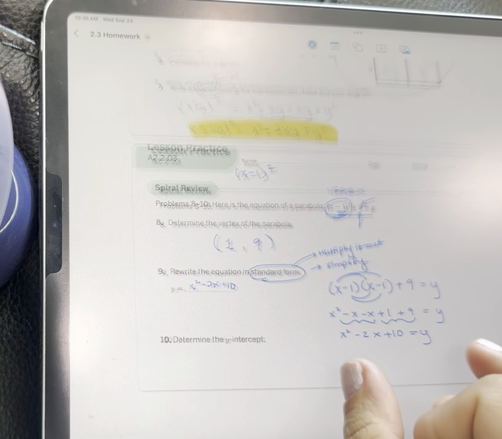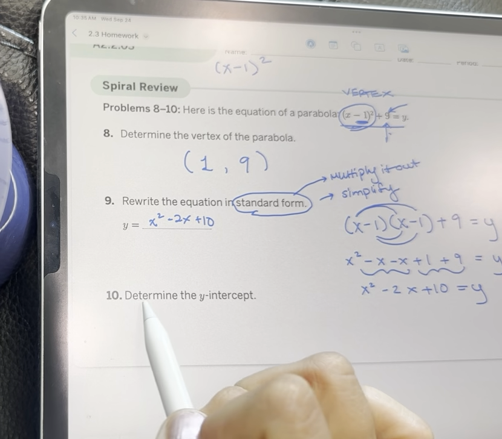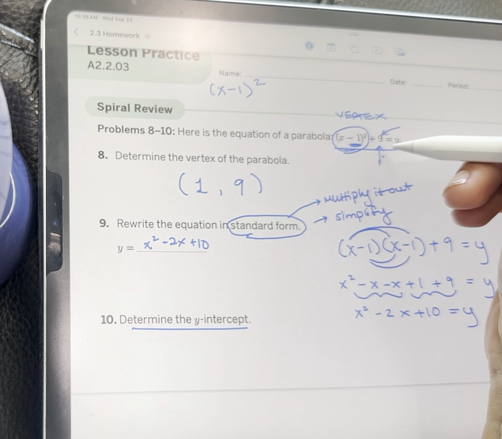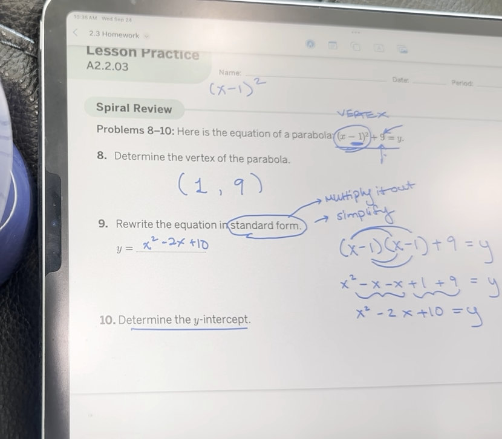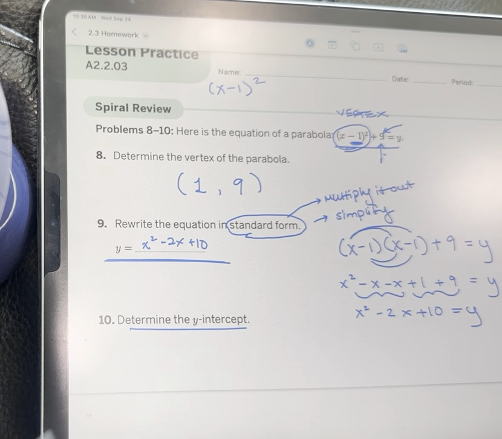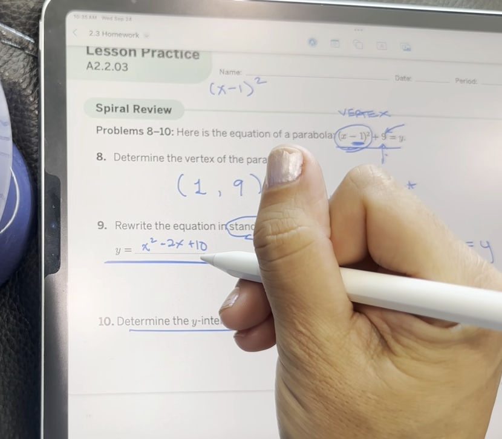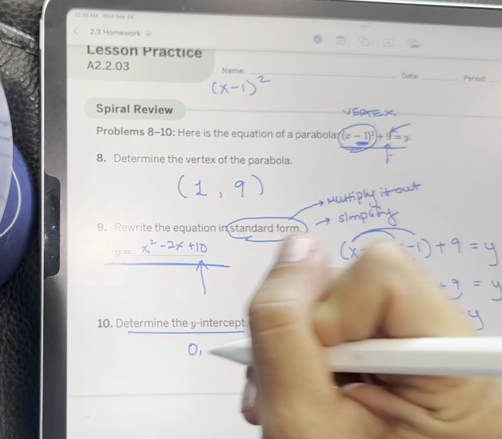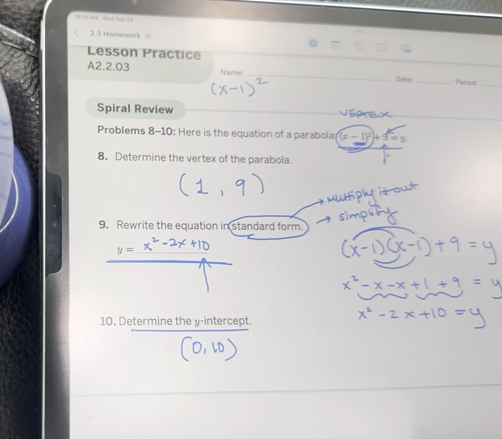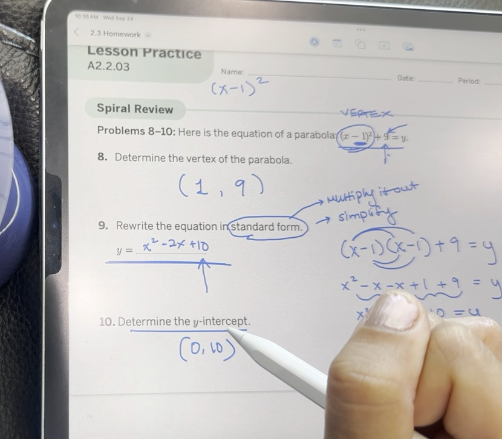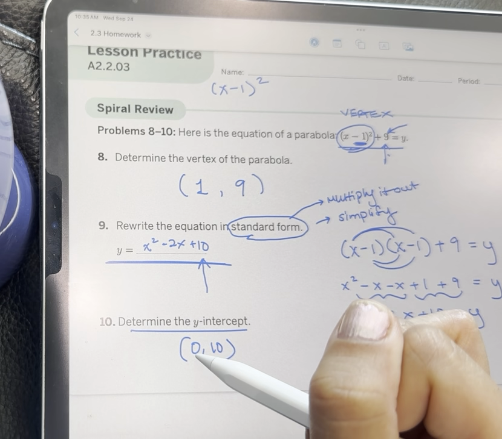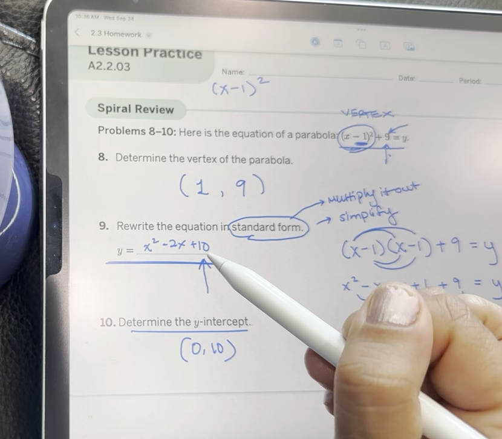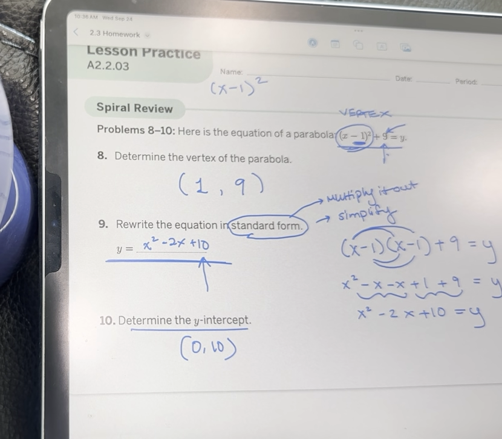Okay, last thing, determine the y-intercept. I would normally have to do some work to get the y-intercept in vertex form, but I'm lucky enough to now have this equation in standard form. And in standard form, the y-intercept is right there, remember? That is 0, 10. Because remember, every intercept, somebody is 0. If it's a y-intercept, x is 0. And you plug in 0 for x, everybody goes away other than that 10 at the end. 0, 10. All right, that's it.